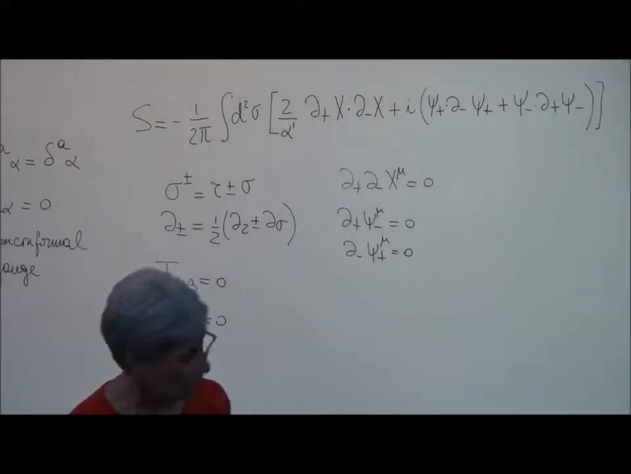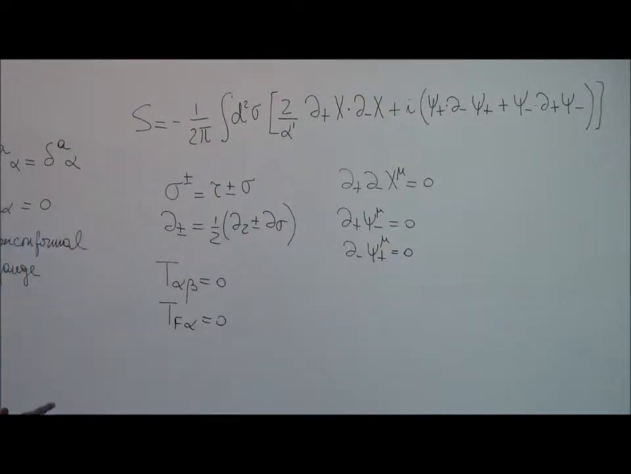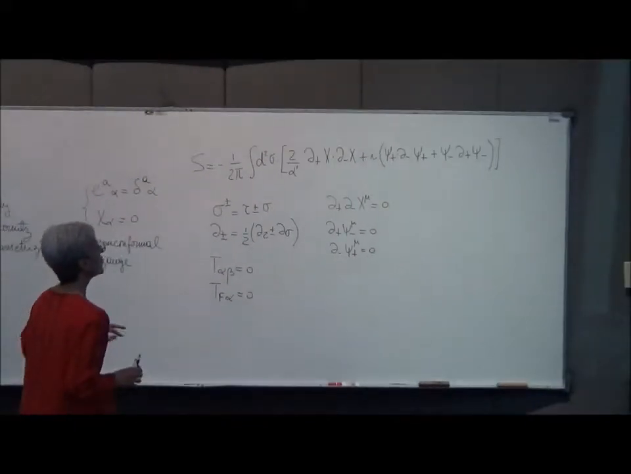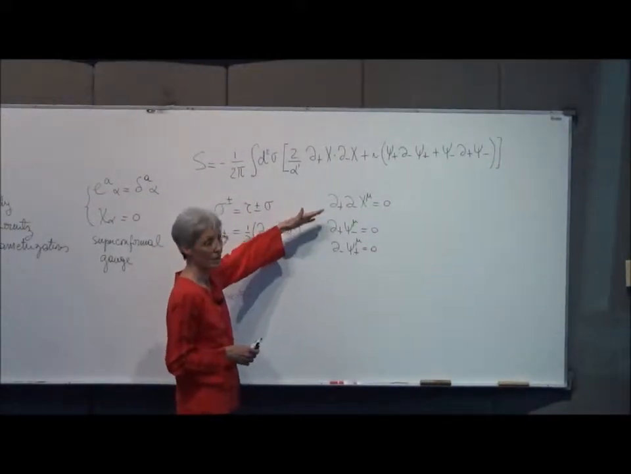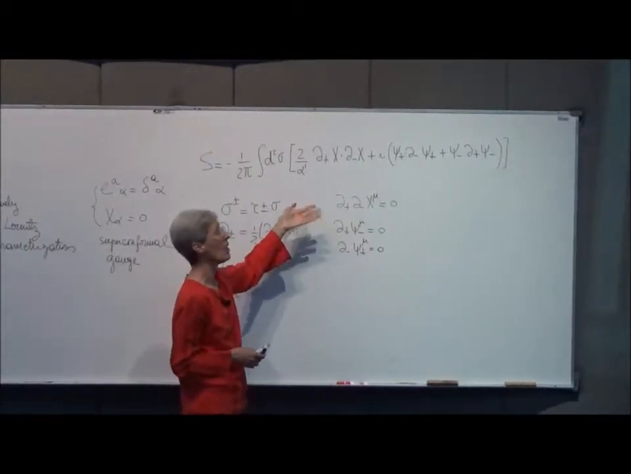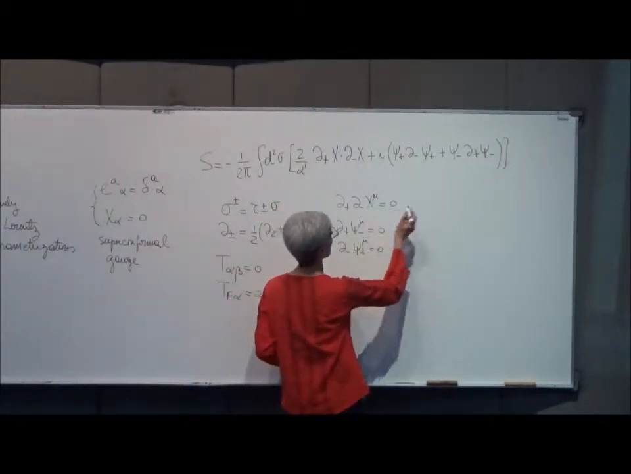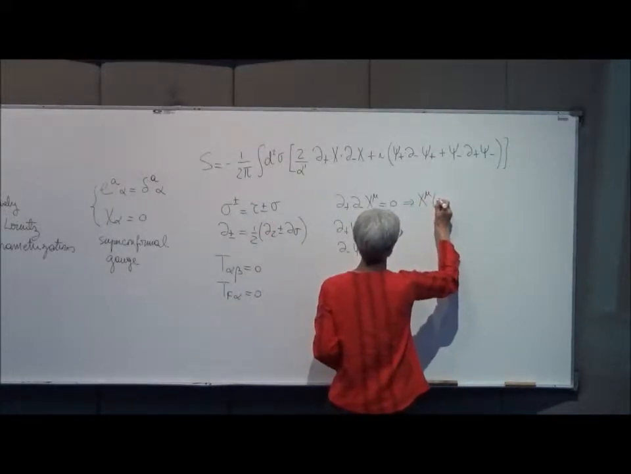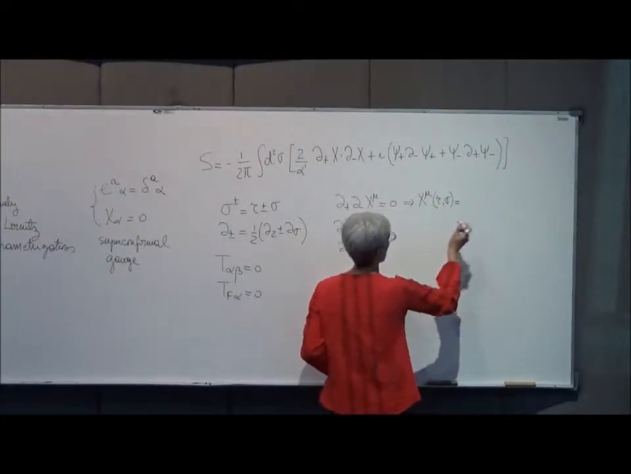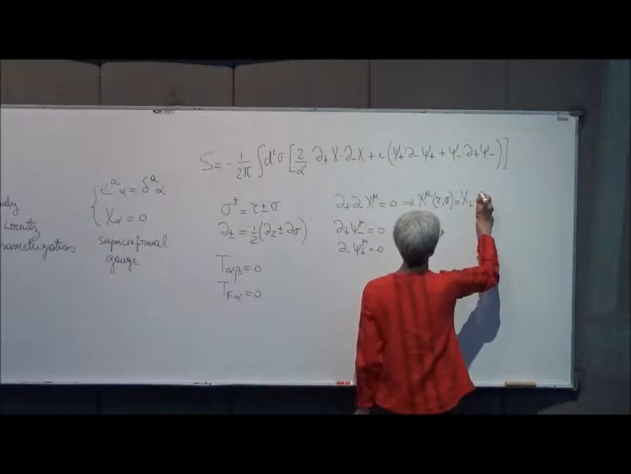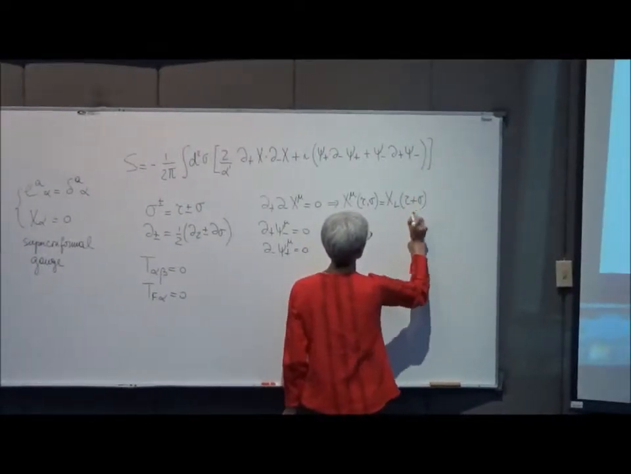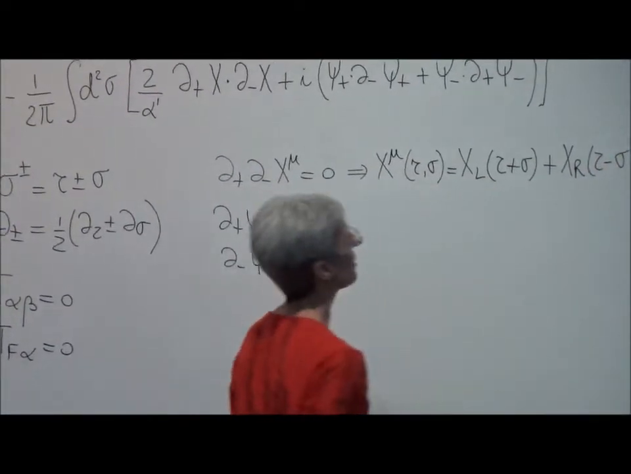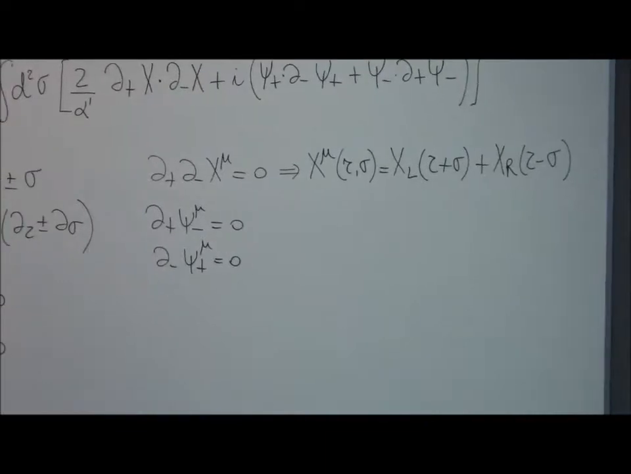Okay. So, are there questions? This is clear. So we basically solved these equations. We didn't write the explicit solution, but we saw that this equation here implies that the X^mu of tau, sigma can be split into a left mover function of tau plus sigma plus a right mover function of tau minus sigma, exactly as in the bosonic string.